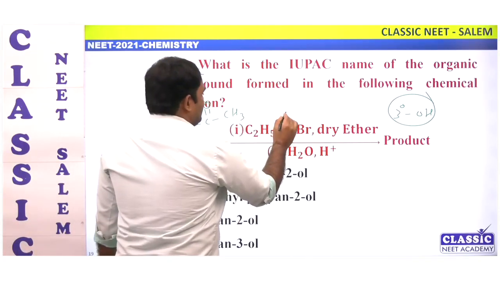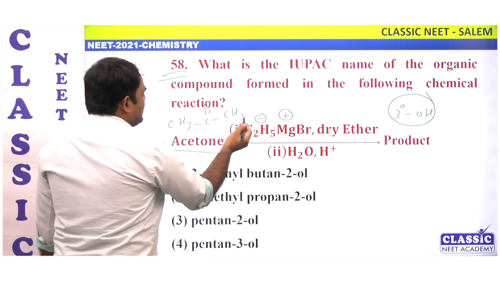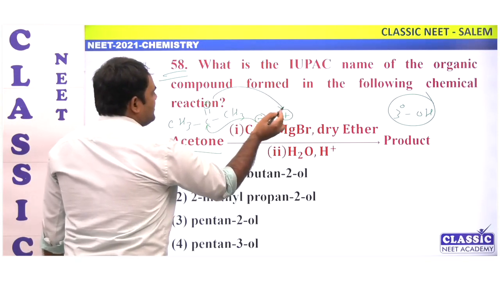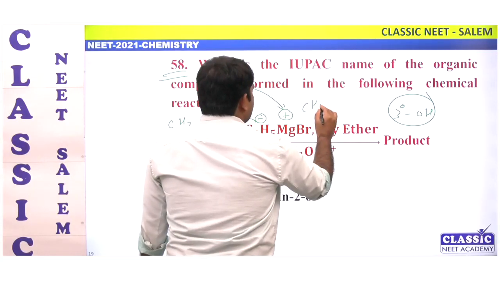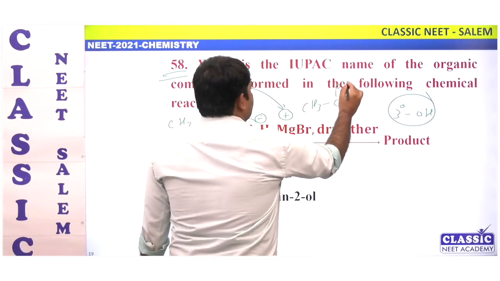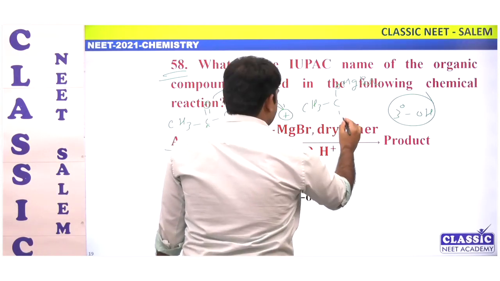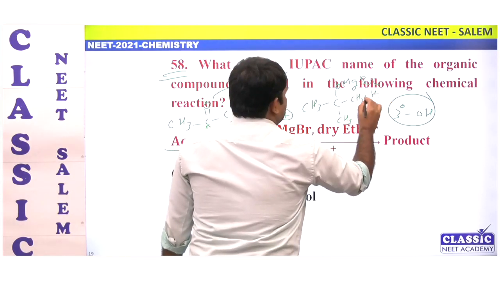Look here. So that is the positively charged, this one is the negatively charged. So the negatively charged part will attack at that position and it will take here this one. So what intermediate are we going to get? The intermediate we will get is CH3O MgBr, and here CH3, and that is the CH2 CH3.